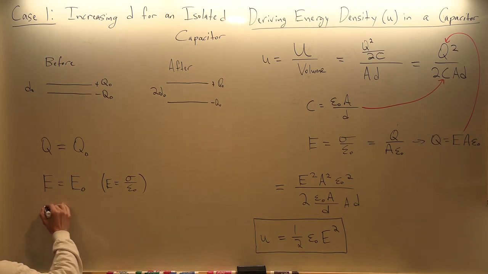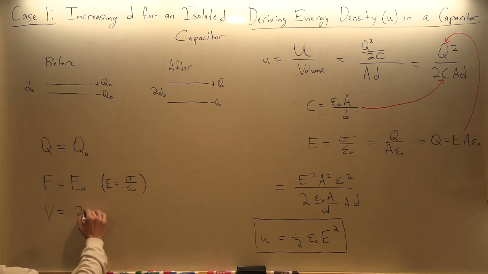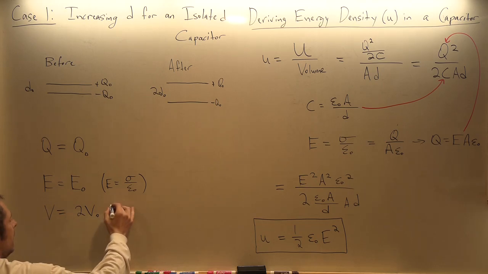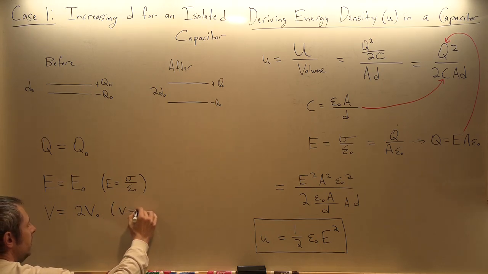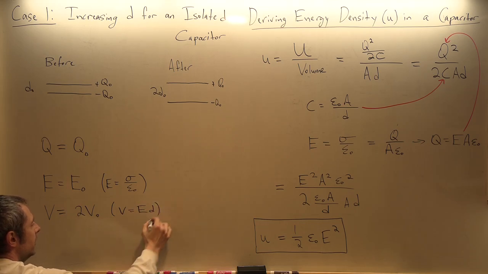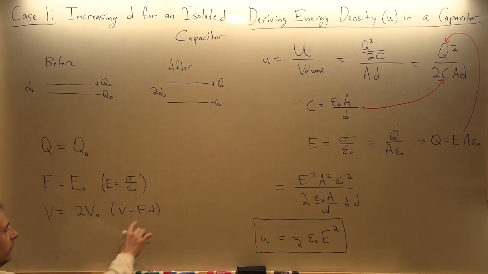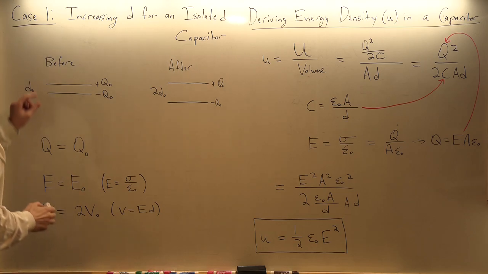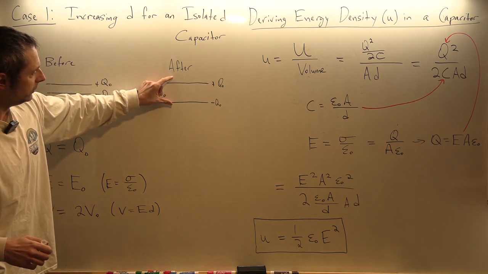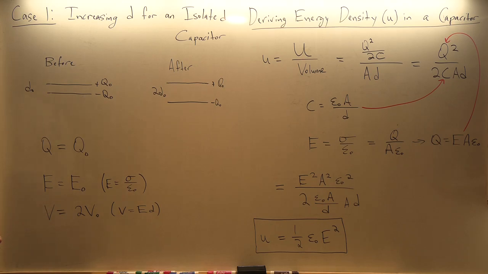The new voltage, it turns out, is twice the old voltage. How do I know that? Well, I know that the voltage is electric field times distance inside. It's really the electric field integrated, but when the electric field is constant in a parallel plate capacitor, we could just say ED. Now, if the electric field's the same as before, but the distance over which it applies is now twice as great, the voltage will be twice as great because of that larger distance.